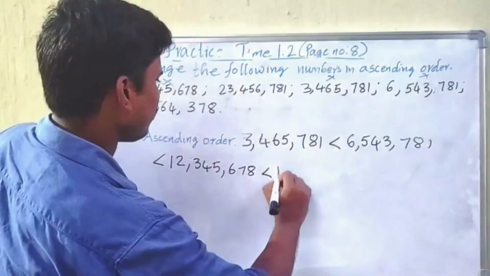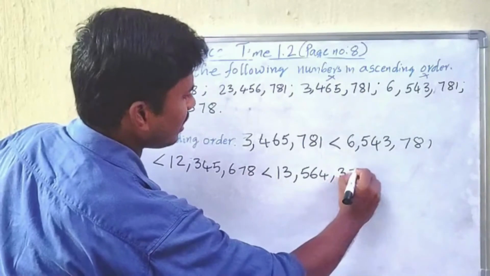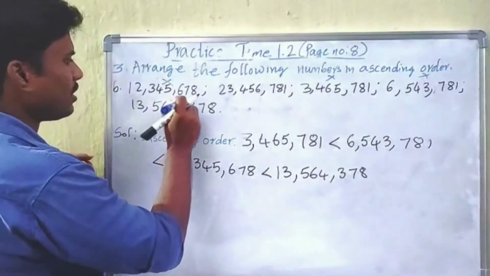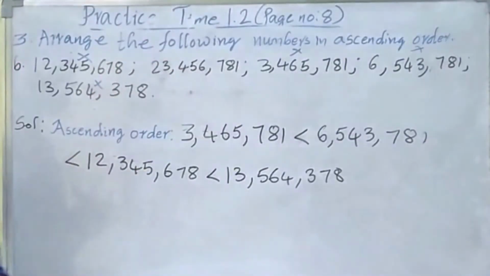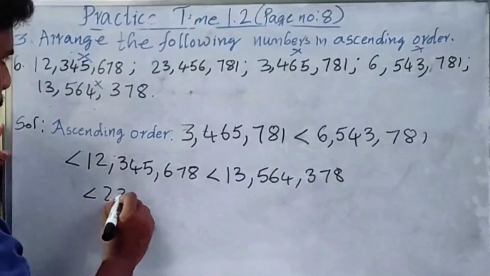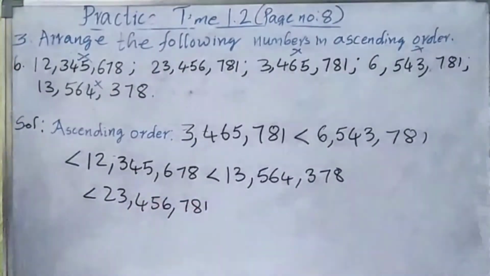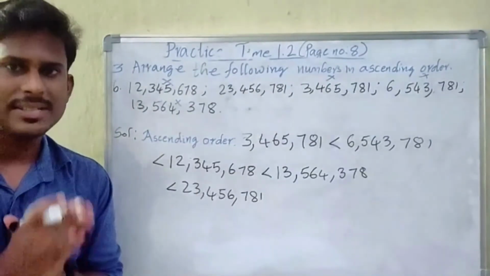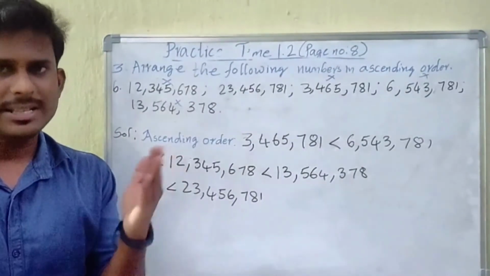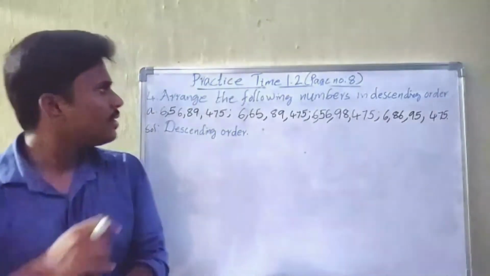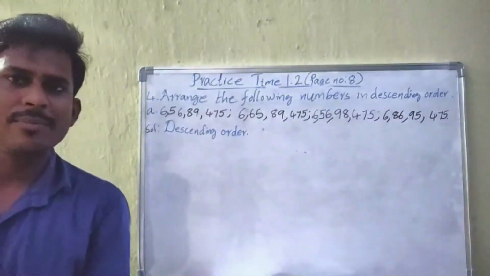Next, automatically 13,564,378. So cross out this number, and we are left with only one number, that is 23,456,781. Okay, this is how we formed ascending order, smaller number to bigger number. Now let us go for the next bit, descending order. Fourth bit, arrange the following numbers in descending order, meaning greater number to smaller number.